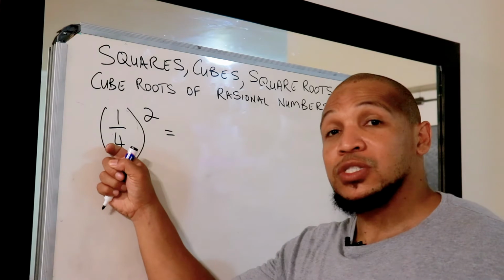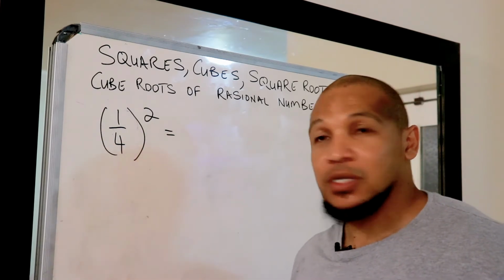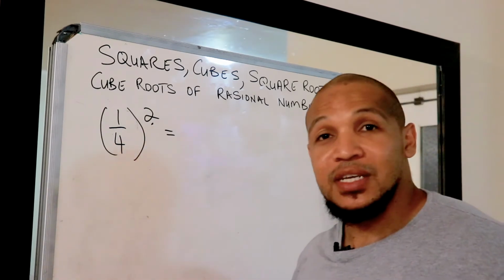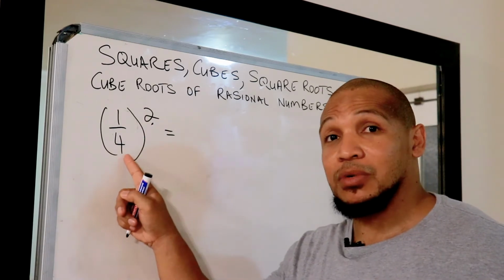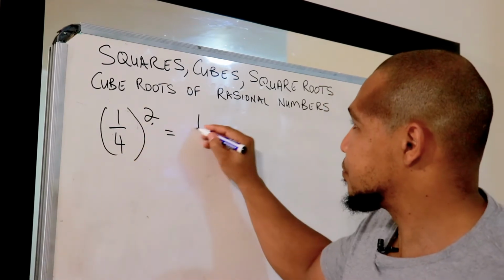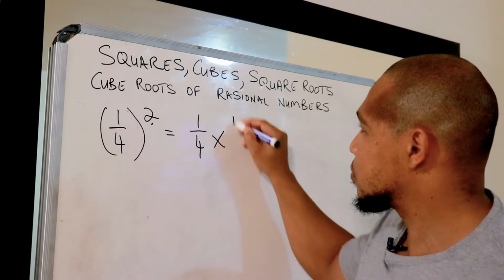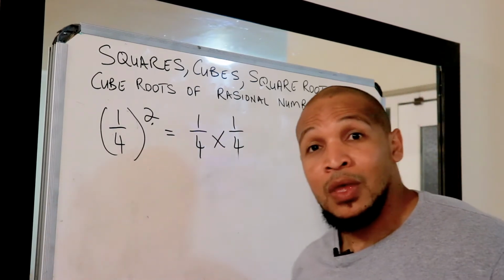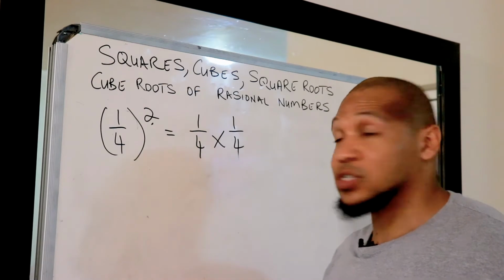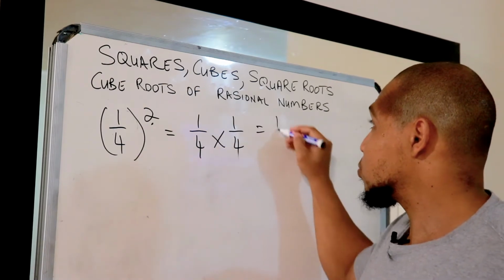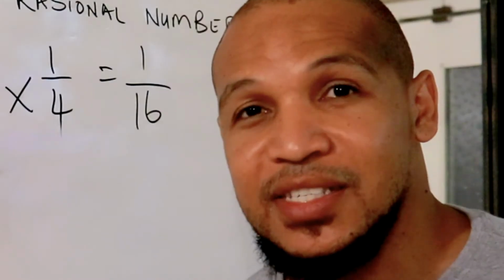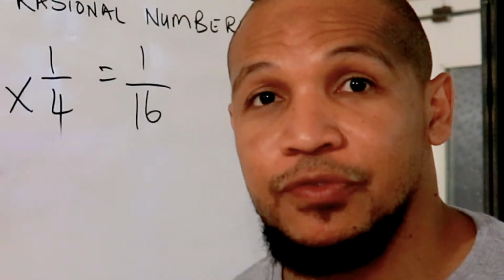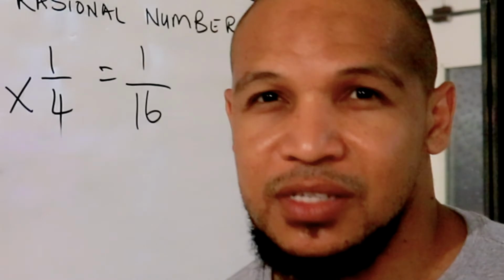When we have 1/4 and we square 1/4, what does this exponent say? What must we do? It tells us that we need to multiply this number with itself. And we know how to multiply fractions. 1 multiplied with 1 is 1, and 4 multiplied with 4 is 16. Like I said, we mustn't throw out the rules that we learned before, then it will become much easier.